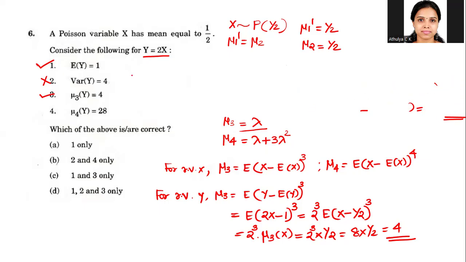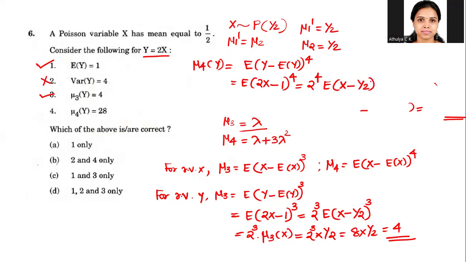So mu4 of y can be written as mu4 of y is equal to the expected value of y minus expected value of y, all raised to 4. So the expected value of y is nothing but 2x minus 1, all raised to 4. So let's take 2 to the power 4 outside. So 2 to the power 4 into the expected value of, when we take 2 outside, only x will be remaining, x minus 1 by 2 to the power 4.